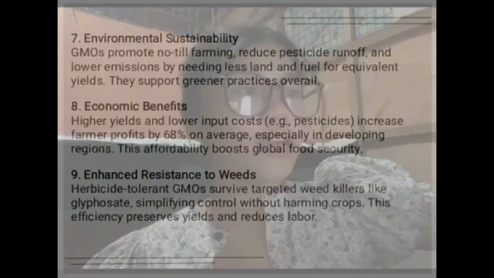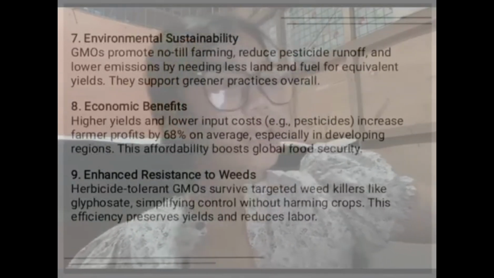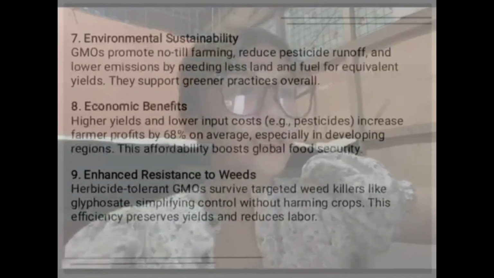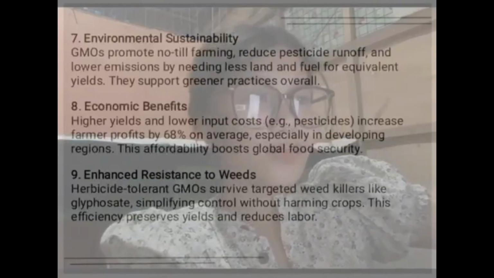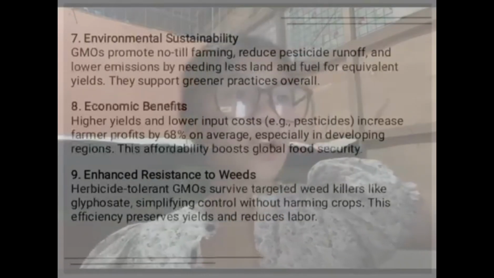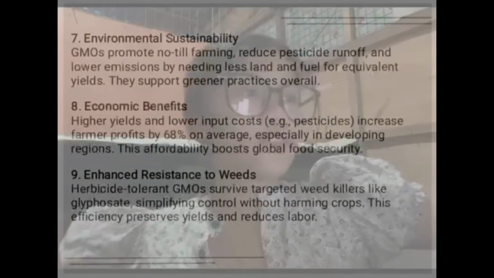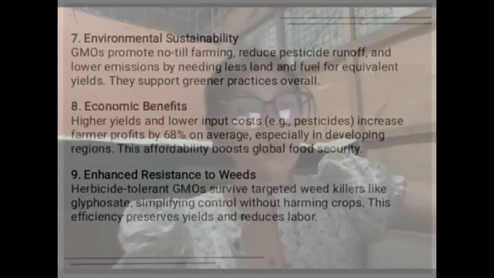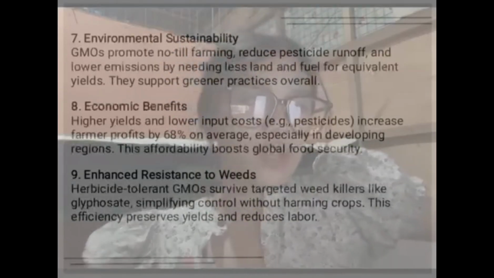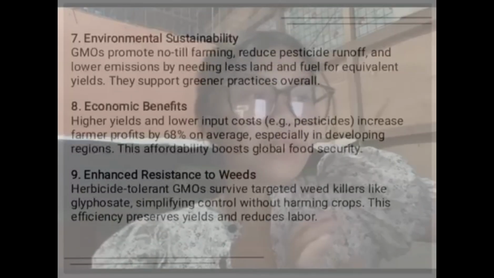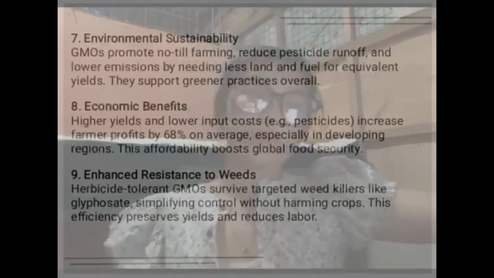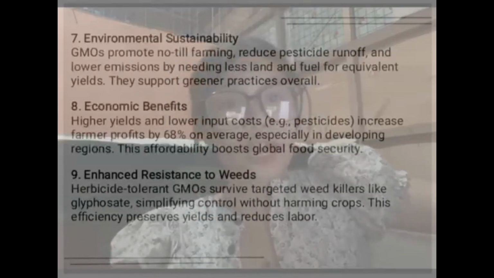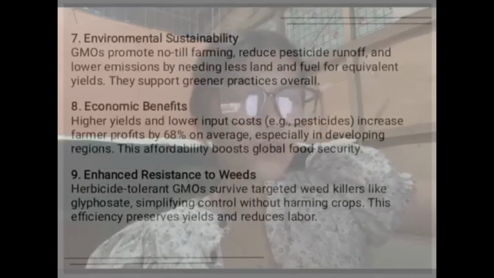So now, the last one is enhanced resistance to weeds. Herbicide-tolerant GMOs survive targeted weed killers like glyphosate, simplifying control without harming crops. This efficiency preserves yields and reduces labor. So meaning, herbicide-tolerant soybean safe bisan sprayhan og weed killer. Kay tungod, ang sagbot ra ang mamatay, pero buhi gihapon ang tanom. Mas sayon kontrolon ang farm o mas tipid sa labor.